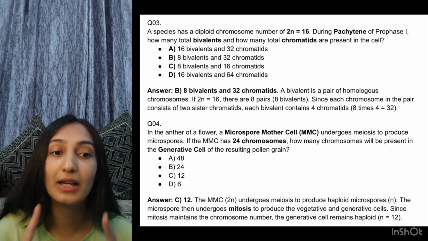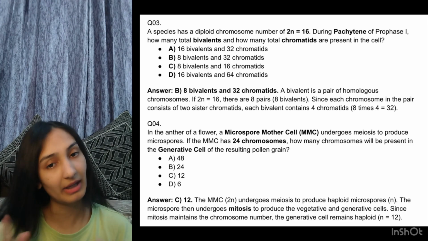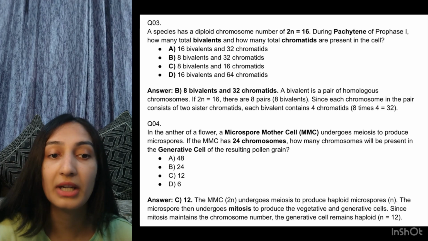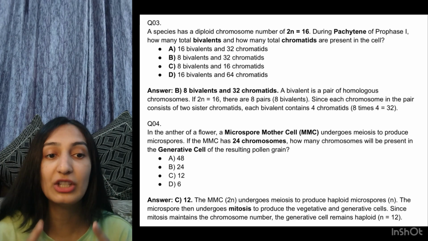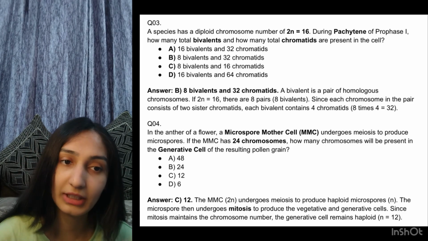A bivalent is a pair of homologous chromosomes. If 2n = 16, there are 8 pairs. Simple, that is 8 bivalents. Since each chromosome in the pair consists of 2 sister chromatids, each bivalent contains 4 chromatids, that is 8 times 4 equals 32.